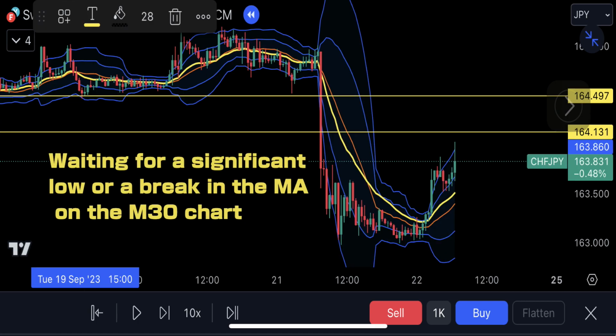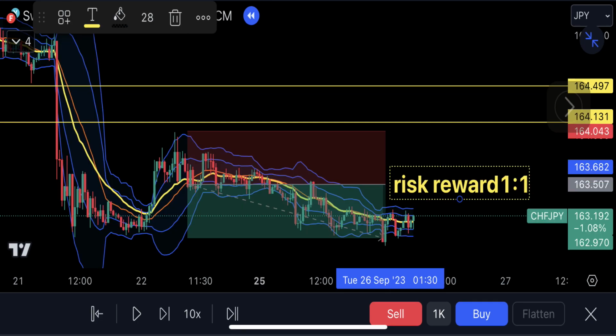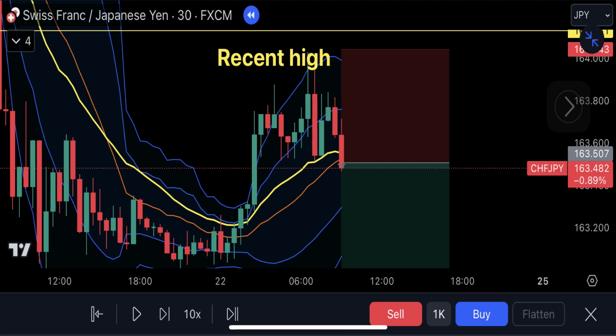If recognized on a higher time frame, measure entry timing on the 30-minute chart to levels below. Enter when breaking significant lows or moving averages. Take profit. Generally, risk-reward is 1-to-1. Extend if it seems feasible based on environmental assessment. Stop loss, cut loss. Recent highs.